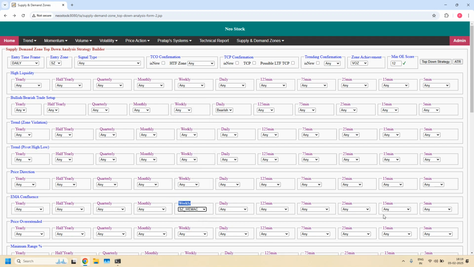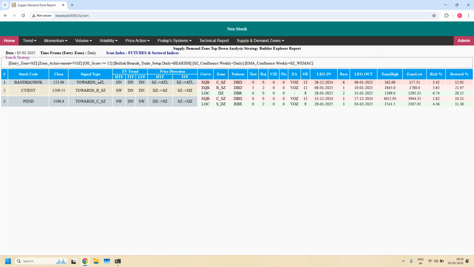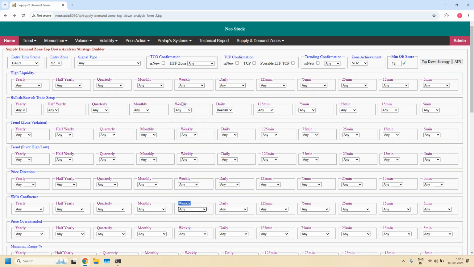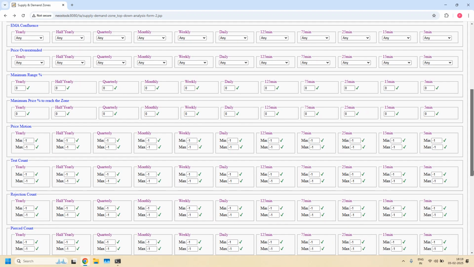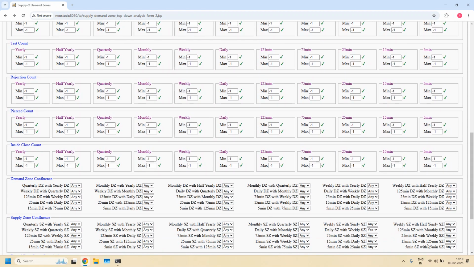Weekly supply zone with weekly EMA confluence, we got all the 3 stocks. That means these 3 daily supply zones are even more high probability trade setup supported stocks. Okay, let us also check HTF zone confluence for all the three. Removing EMA filter. In the supply zone confluence, we have to set three filters.